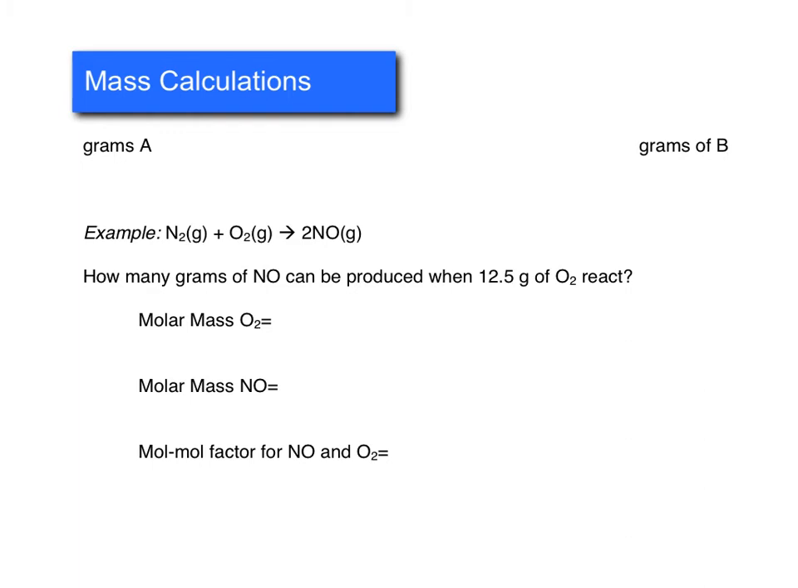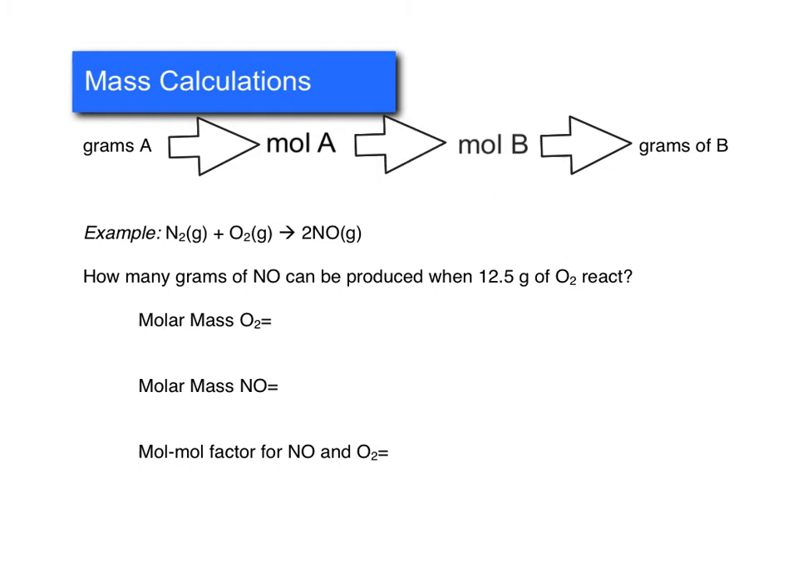Okay, and so what we now have the skills to do is to go from grams of A to moles of A, which is what we have done in the past, and we can get from moles of B to grams of B. And now, using our mol-mol factor, we can get from moles of A to moles of B. So this allows us to go from grams of one thing to grams of another thing. So an example of that is here.